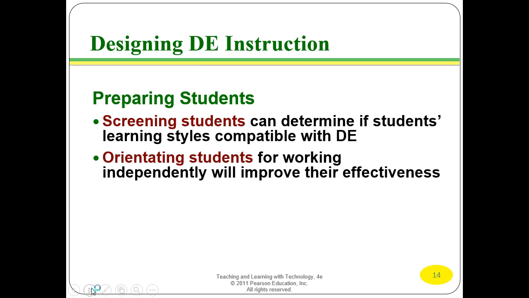Then orienting students for working independently will improve their effectiveness. Certainly these students need to be disciplined enough to work independently and make sure they can get their work done in the amount of time we have for the course. So we need to orient them to the technology, answer their questions, and then provide any kind of help they might need during the time that they're being taught.